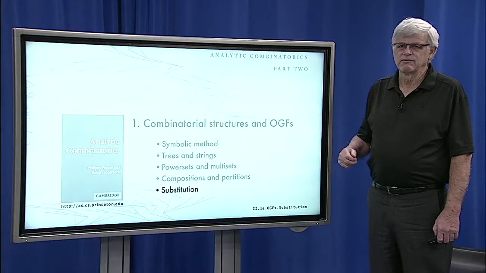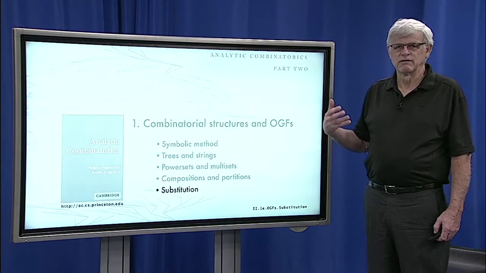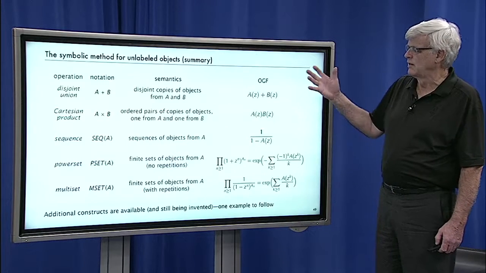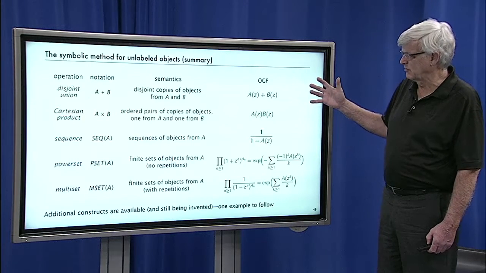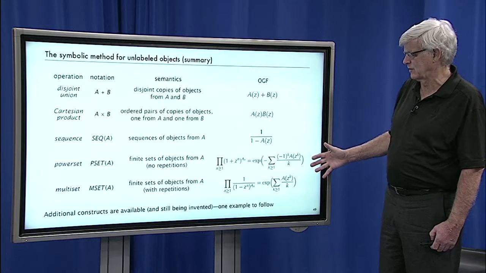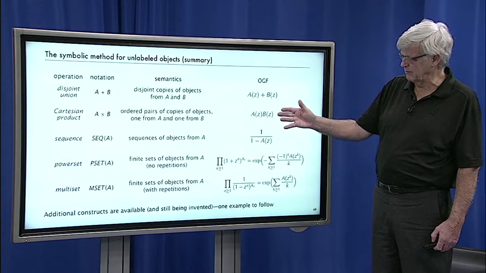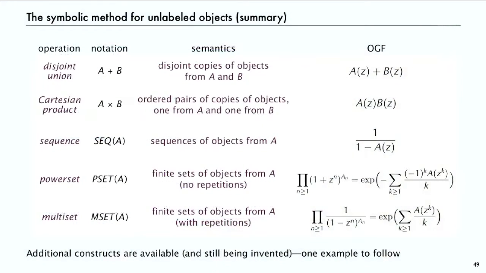So many different combinatorial constructions have been defined, and we don't have time to go through all of them, but I'll do one more called substitution. These are the ones that we've discussed so far in this lecture: disjoint union, Cartesian product, sequence, power set, and multiset. And again, every one of these has immediate translation to a generating function, and there are many others that are available and still being invented.